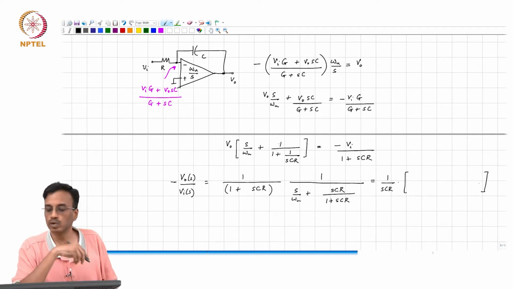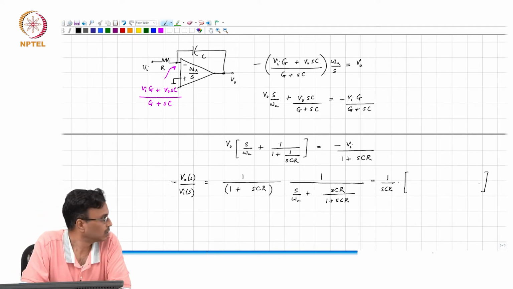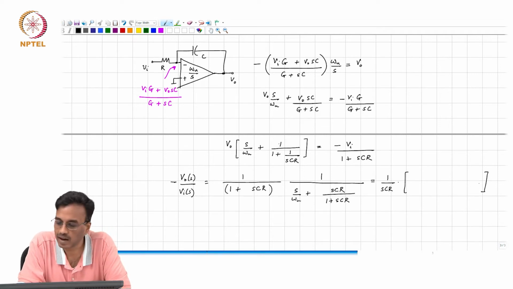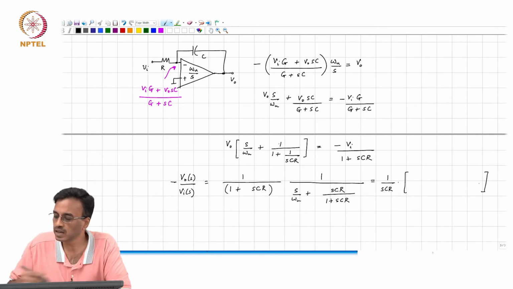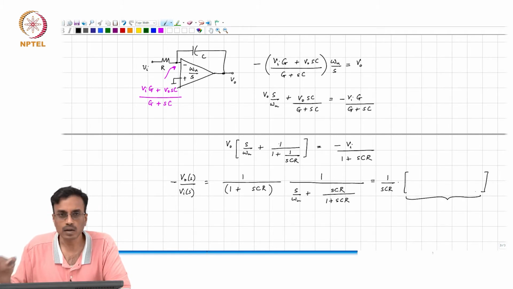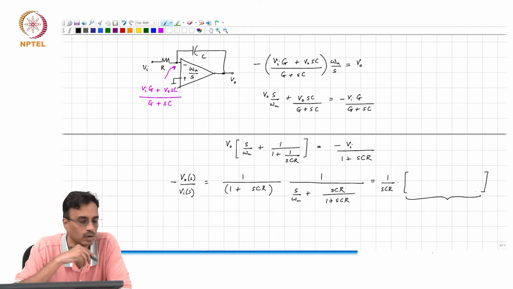Yes, can we put this in the form 1 by SCR times some other transfer function, and the idea is that if omega u tends to infinity, this should tend to 1.